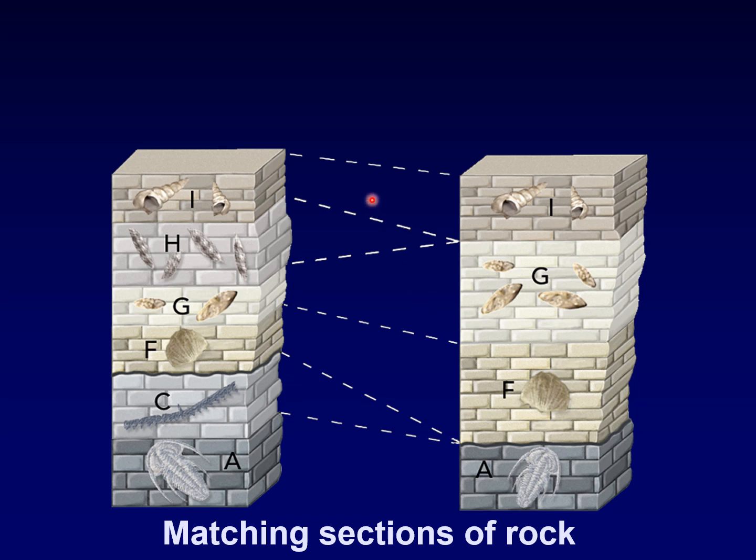So that means somewhere in between these spaces, either these layers that are no longer present eroded away, or that layer just didn't make it over here, right? This might have been a shoreline that just disappears over here. The water didn't rise up that far over on this side or something like that. So that's how we match rock sections.